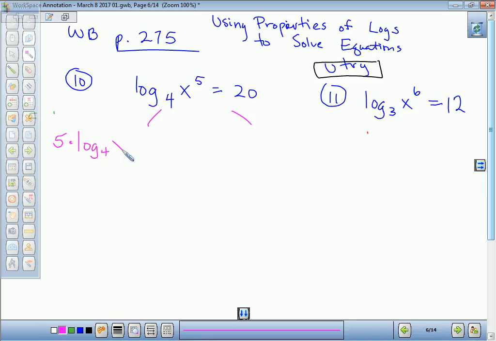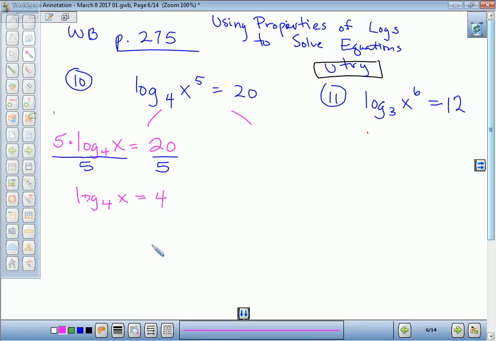Well, that's quite nice, because what I can do next is just divide by that number. Because right now it's 5 times. Well, I can undo multiplication with division. And when I undo that multiplication, my numbers get smaller. Smaller numbers are handy if you don't have a calculator. So we have log base 4 of x equals 4.